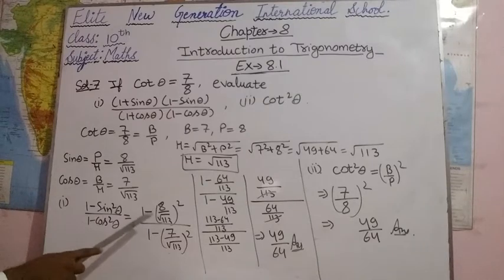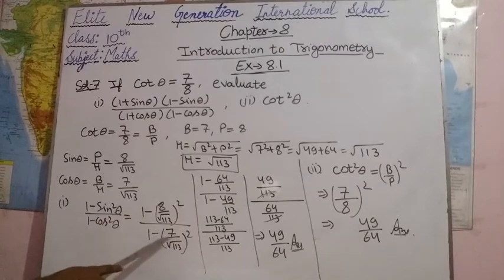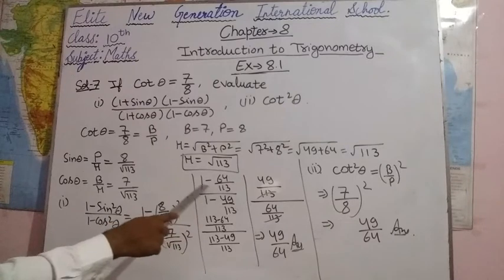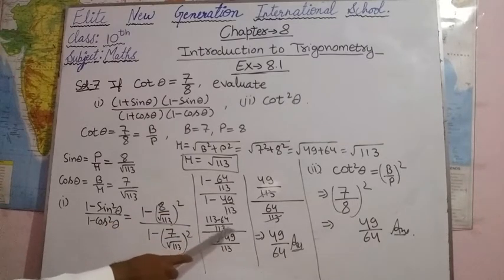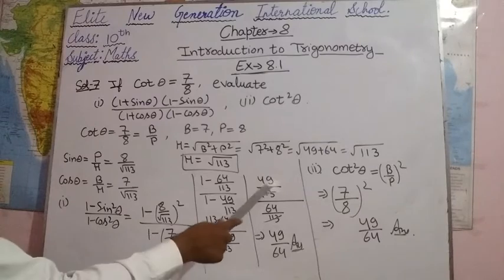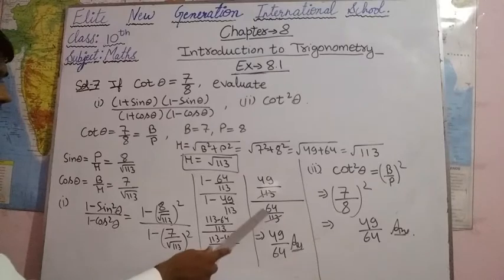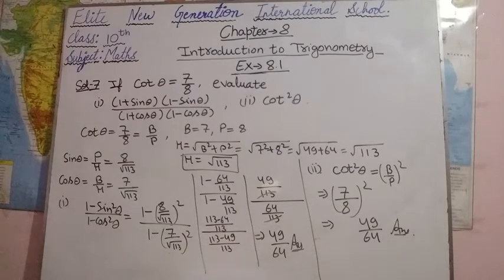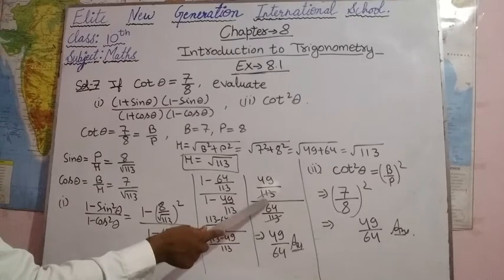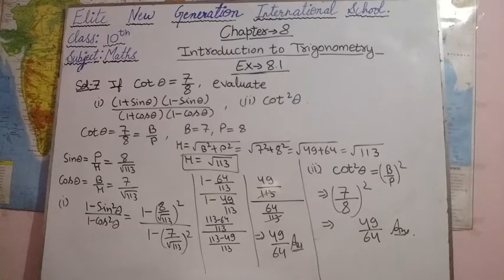Now by solving it, it will be 1 minus, by squaring it will be 64 upon 113, and it will be 49 upon 113. Now taking LCM, it will be 113 minus 64 upon 113, and it will be 113 minus 49 upon 113. So in this 113 minus 64 will be 49, so 49 upon 113, and 113 minus 49 will be 64, so 64 upon 113. By reciprocating, 113 and 113 will be cancelled, and the value will be 49 upon 64.